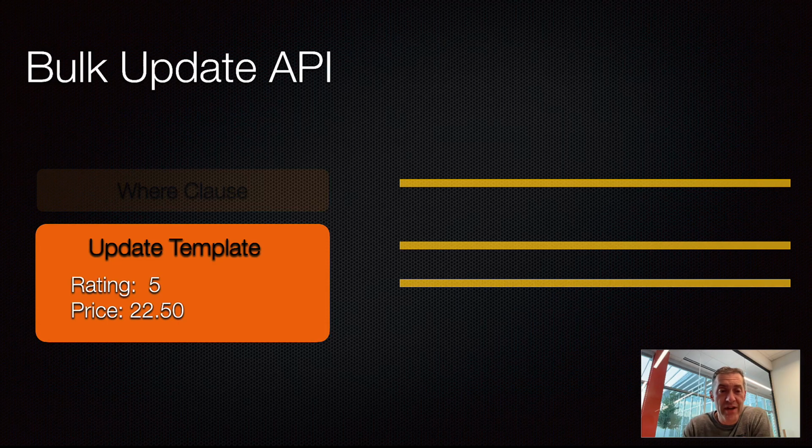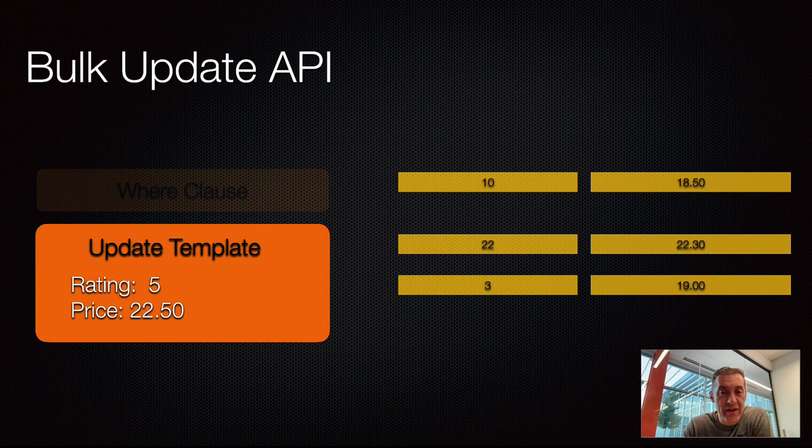From this update template, we take the values, and by the way, here on the screen, these are just some values for the rating and price that already exist in the database. Then the values are being sent, and here I'm animating just 5, but the same thing happens with 20 to 50 for the price. They are being written to the corresponding columns in the objects that are being updated. So that's how it works.